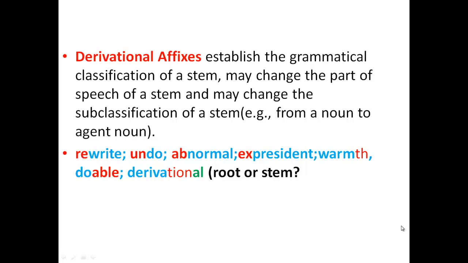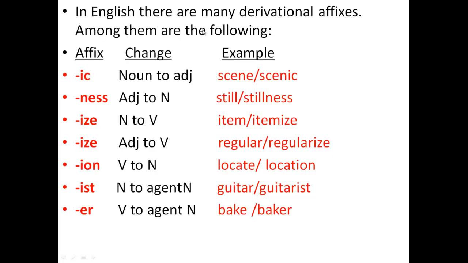Okay, so have this idea, the distinction between root and stem, clear in your mind. Now, in English there are many derivational affixes, of course. Among them are the following: ic, ness, ize, ion, est, and er. This is just a simple list. Of course, you know that you have got a long list of these. Now, these are just examples of what derivational morphemes can do.